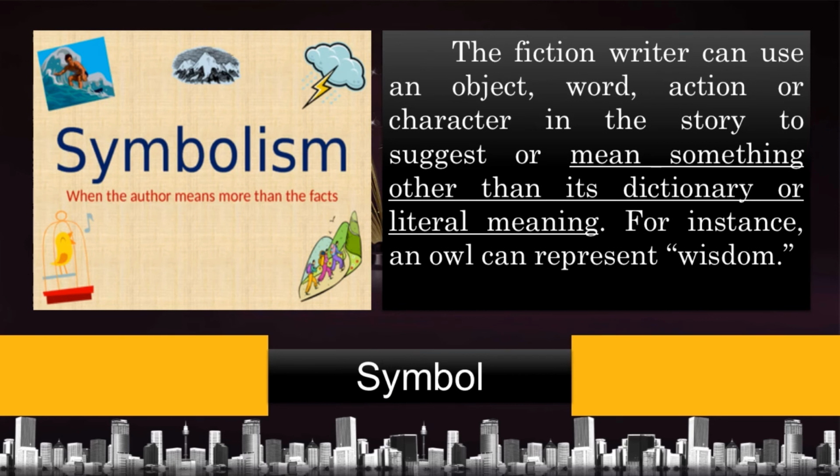Examples of symbolism. A dove is a symbol of peace. A red rose, or the color red, stands for love or romance. Black is a symbol that represents evil or death.